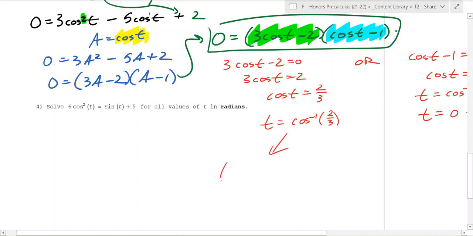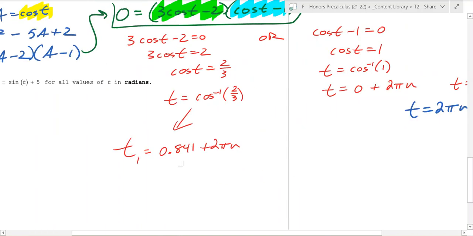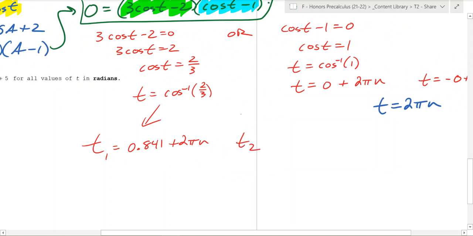In this case, when you do it, you end up with your first t value, which is the cosine inverse of that, which is going to be 0.841 plus 2 pi n. But then you have to do your second one. And remember, your second one is going to be pi minus, there's the opposite, that's for sine. The opposite of this. So the other one is going to be negative 0.841 plus 2 pi n. So how many answers do you actually have?